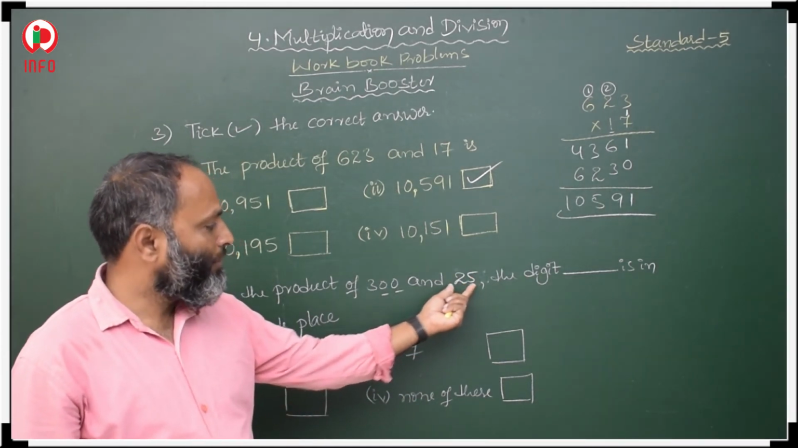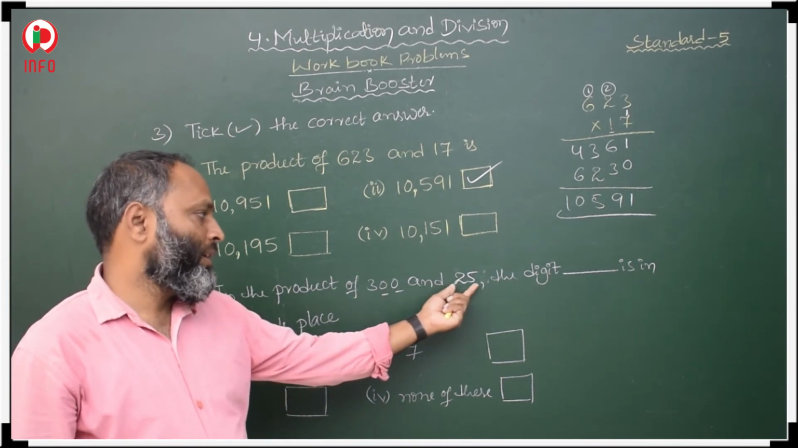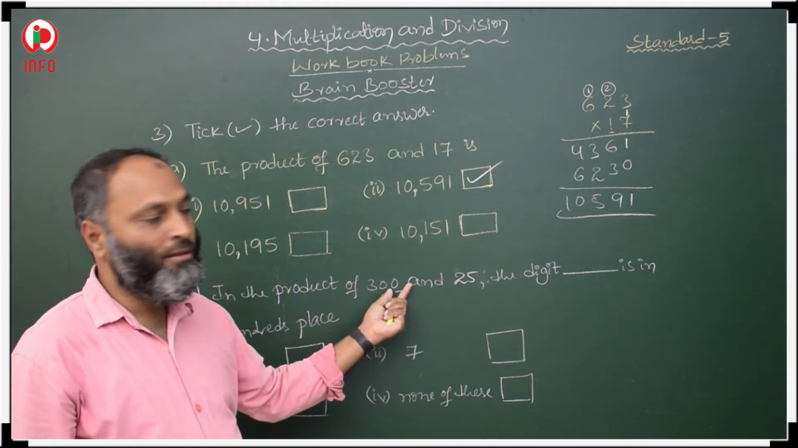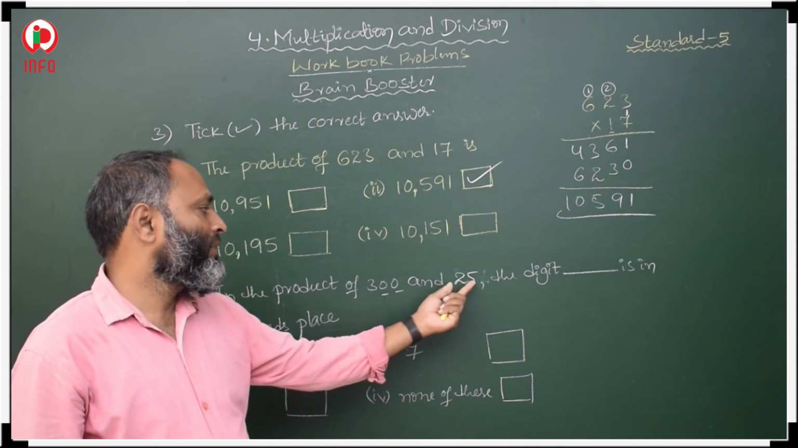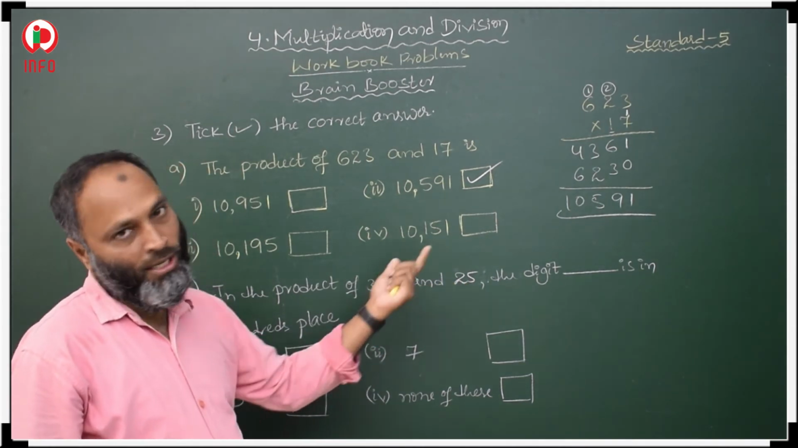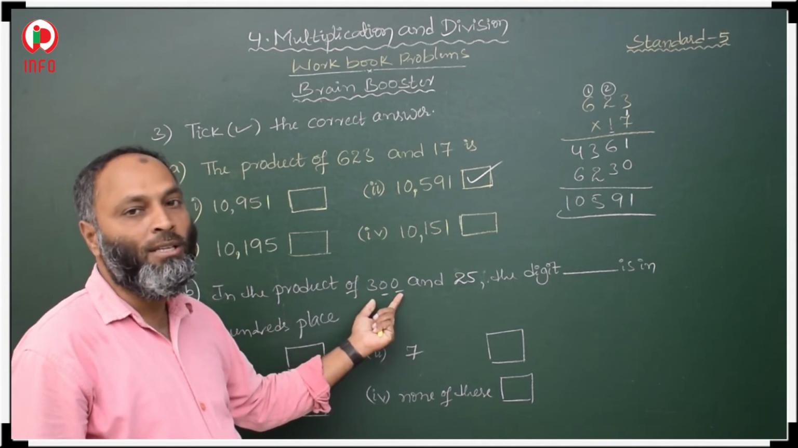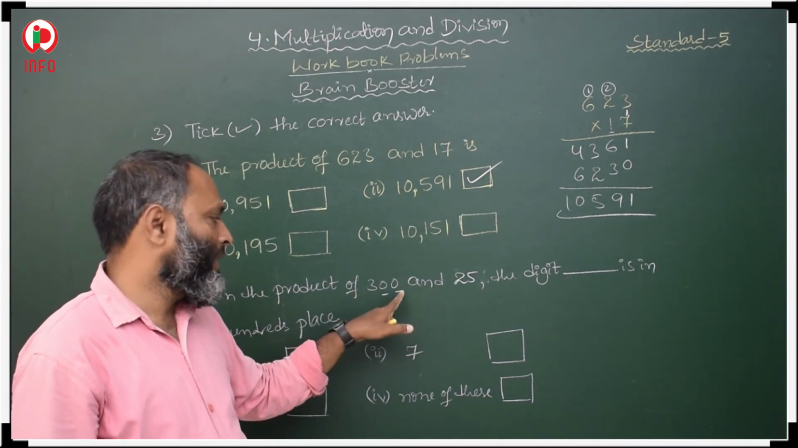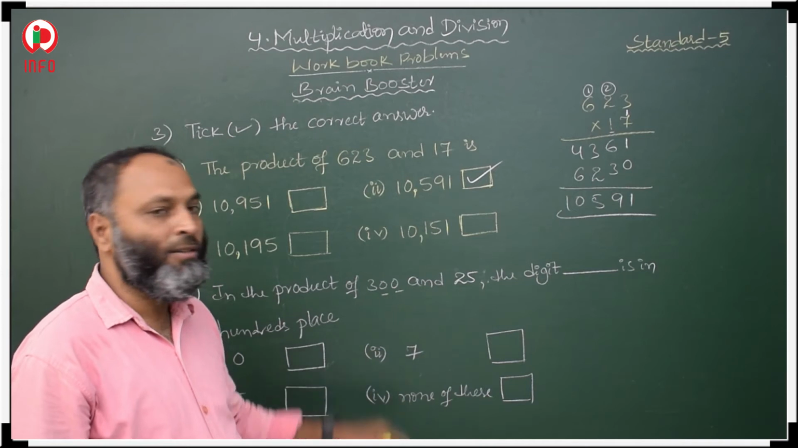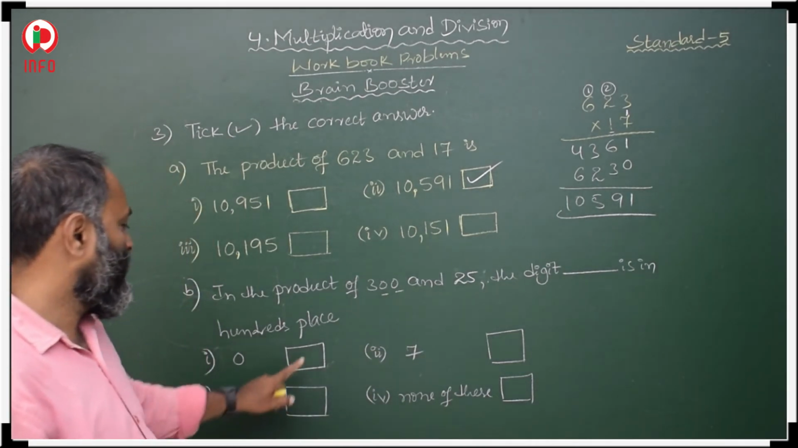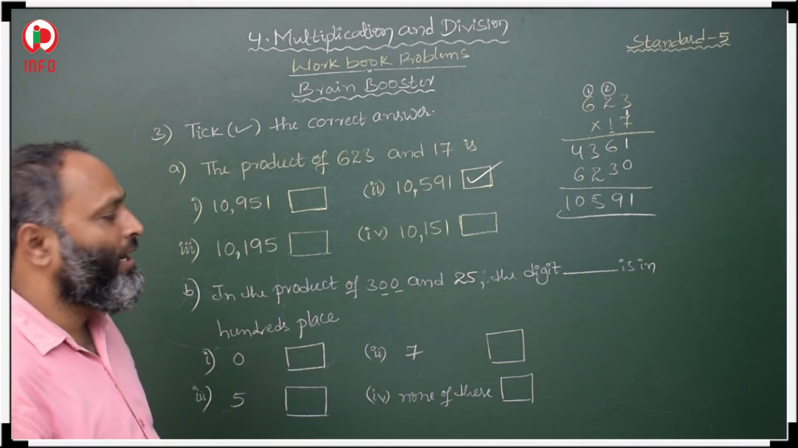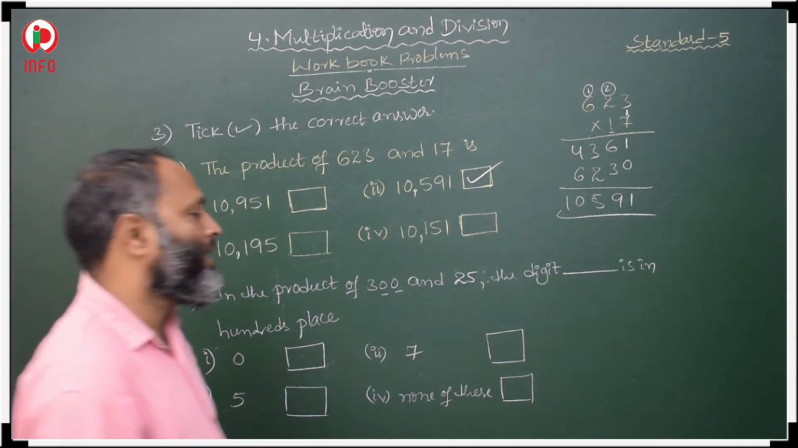So 5 with the unit place means 25 with the unit place. The unit place is 0, then we will get 0. 25 with again a 0 is also 0. So then the hundreds place is also 0. Why? Because in the ones place and in the hundreds place both were 0. So this is the right answer. If you want to check, then check.